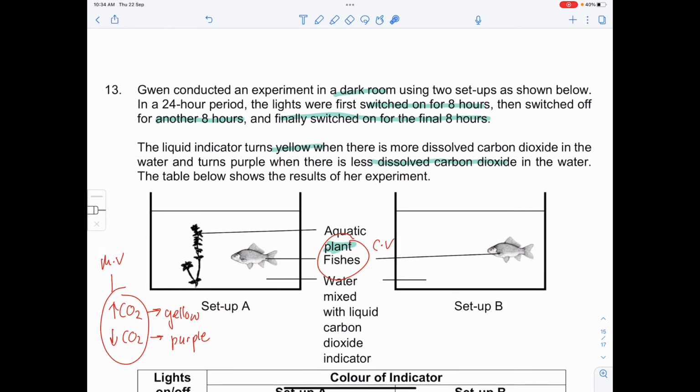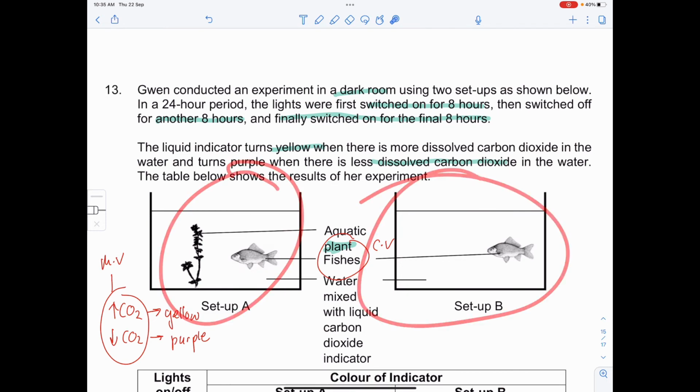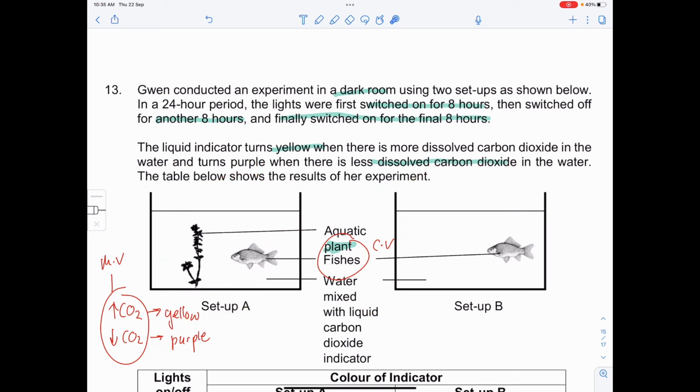If I look at it, the fish should always be yellow, because there is no plant to take in the carbon dioxide to reduce the concentration. But it will always be yellow. Now, students tend to think that because there is no plant, it doesn't respire. No, your plant also respires. So if I were to do a comparison, your setup A will be yellower when the light is off, because you've got two organisms here.